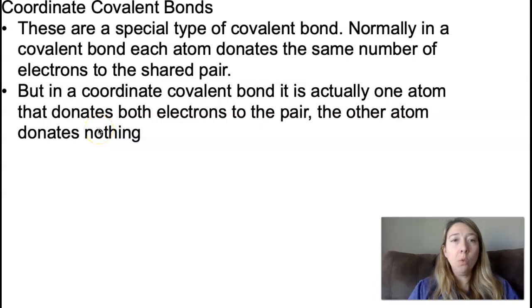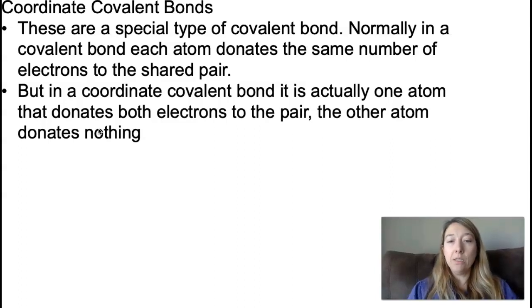Okay, so coordinate covalent bonds are something that we see when we are dealing with covalent molecules. So when we're dealing with covalent molecules, we are sharing electrons. Okay, last video we talked about lone pairs and we talked about bonding electrons. So most of the time when you form a covalent bond, it's because you have two atoms that each have an unpaired electron or a bonding electron, and those bonding electrons are going to come together to create a pair.